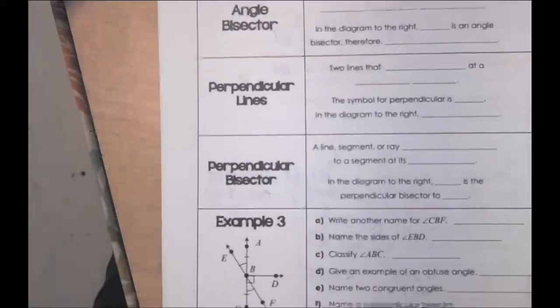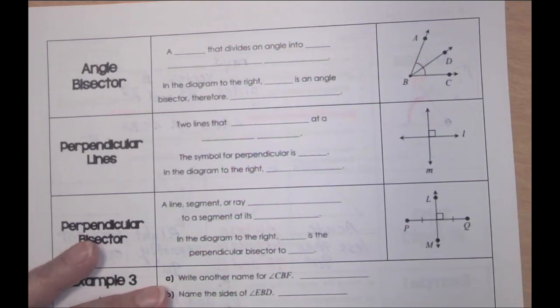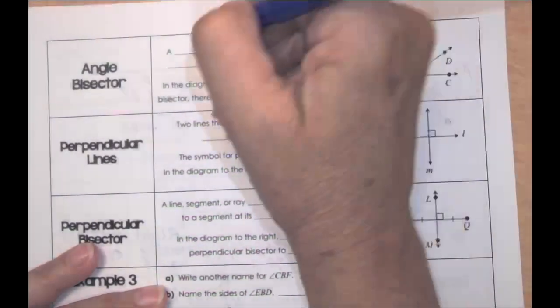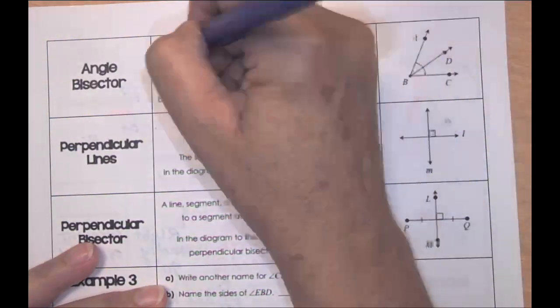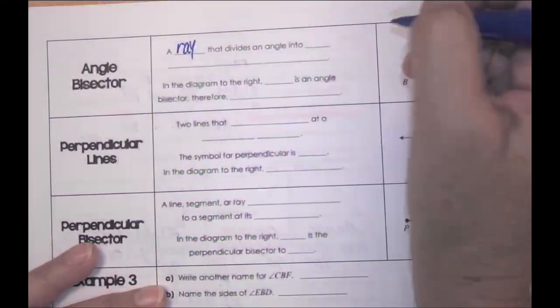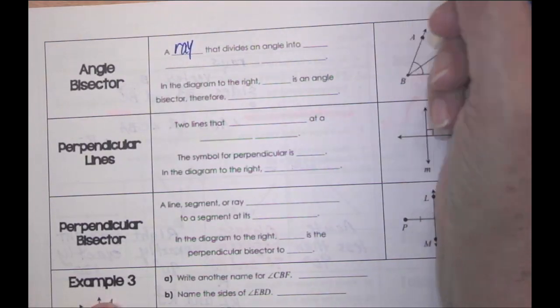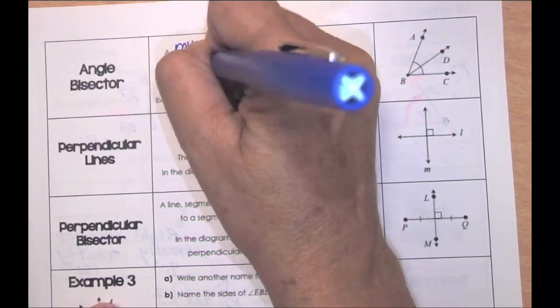So let's define angle bisector. We did segment bisector. Angle bisector should be pretty easy to figure out. It would be a ray. It's usually a ray. It could be a segment or a line, but for our purposes, it's usually a ray that divides an angle into two congruent angles.